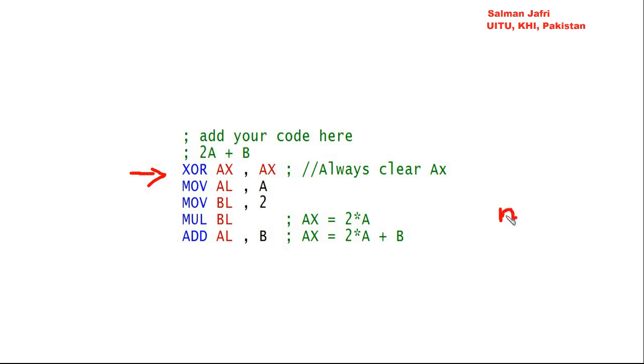AL is multiplied by BL, which results in a 16-bit value being stored in the AX register. Now we add the value of B. So over here we have evaluated 2A. Now we have to evaluate plus B. So B is added into this by this instruction. So AX contains 2A plus B.